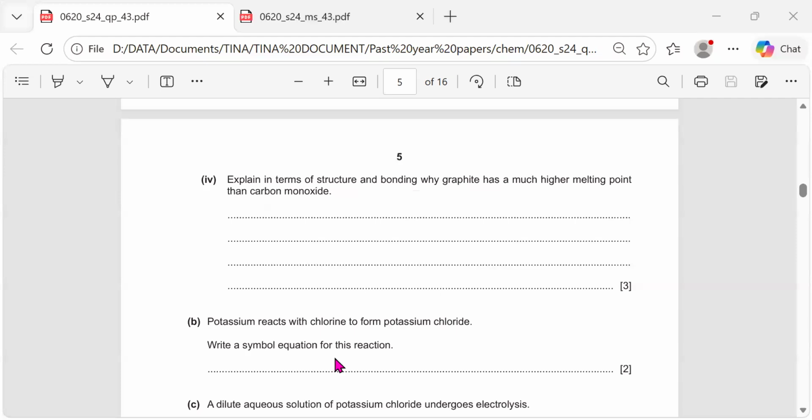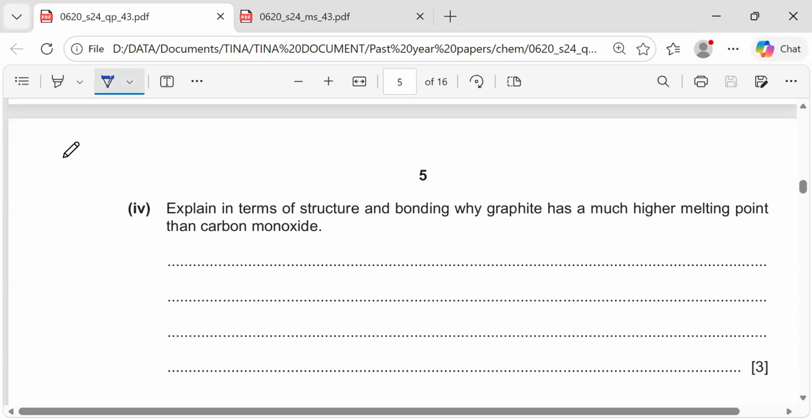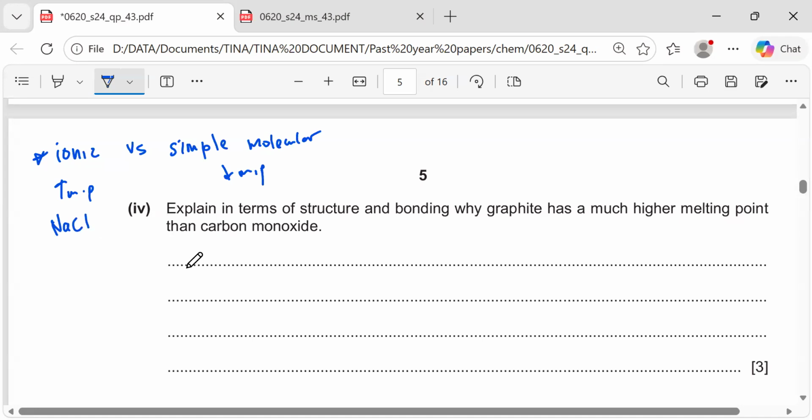This is a very, very, very normal question. They will either ask you to compare ionic versus simple molecular. Why this one high melting point? Why this one low melting point? They always ask you to compare this. So, for example, they ask why sodium chloride has a high melting point.